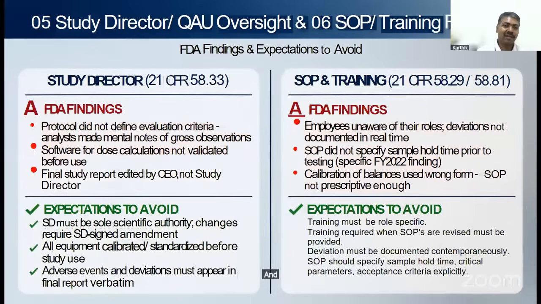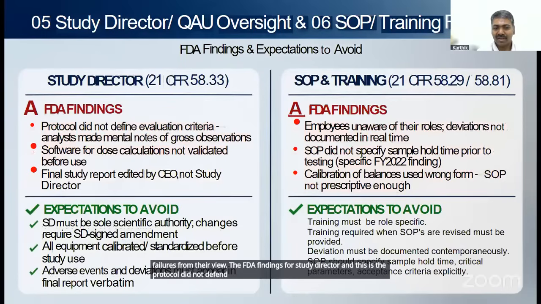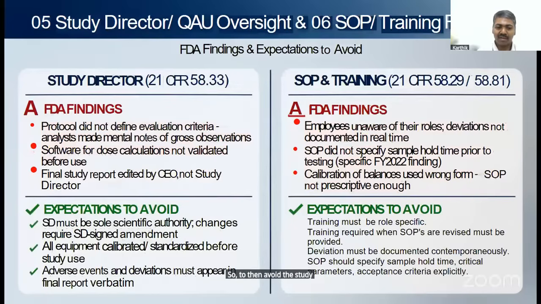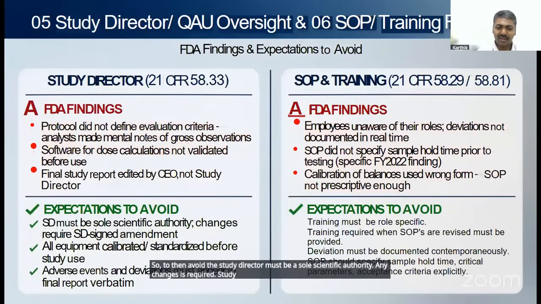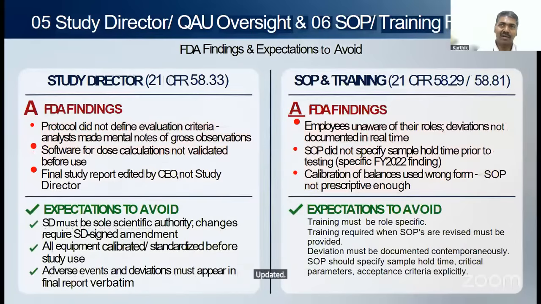And the next one is the study director and the QA failures from their view. The FDA findings for the study director: the protocol did not define evaluation criteria, unless made mental notes and gross observations. To avoid that, the study director must be the sole scientific authority. Any changes required have to be signed by the study director, and an amendment should be done. If you identify any criteria to be updated in the protocol, it has to be done as an amendment and signed by the study director.